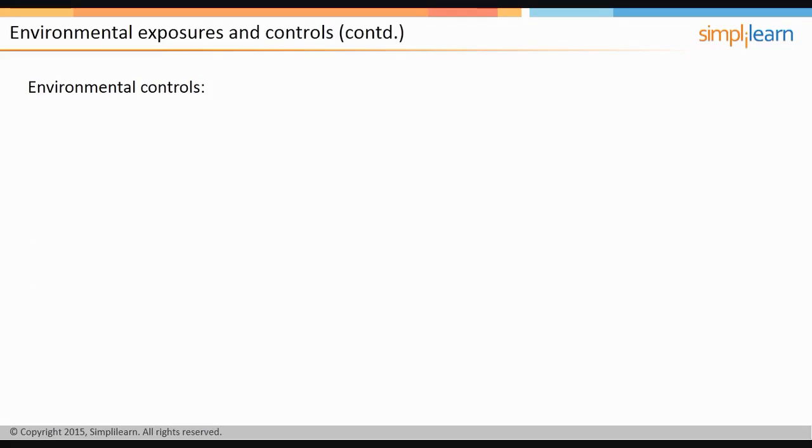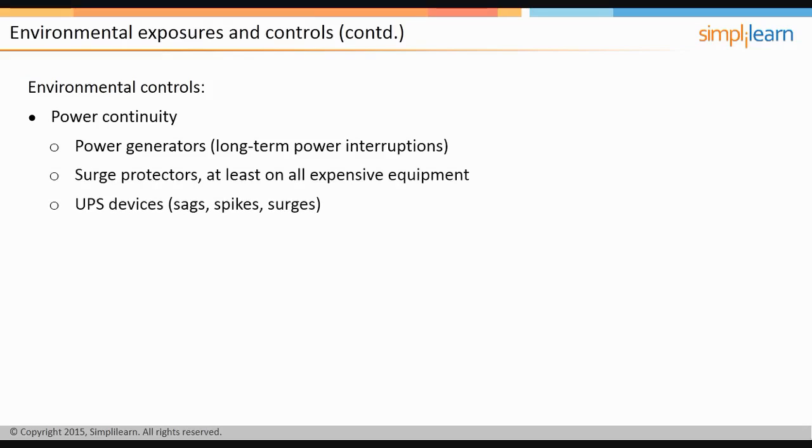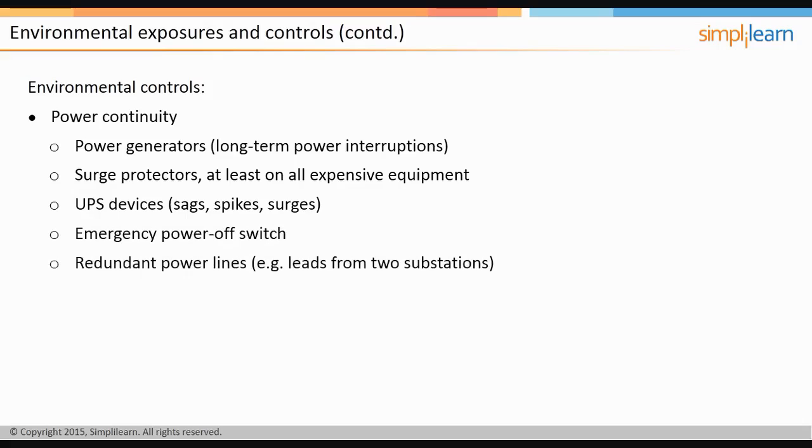Environmental controls. Power continuity: power generators for long-term power interruptions; surge protectors, at least on all expensive equipment; UPS devices for sags, spikes, and surges; an emergency power off switch; and redundant power lines, for example, leads from two substations.